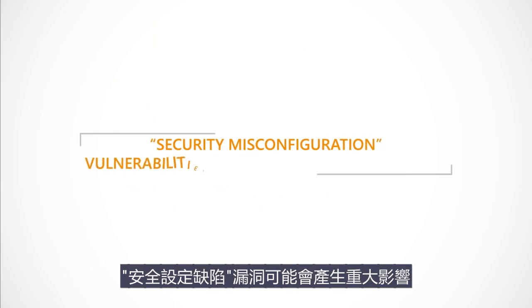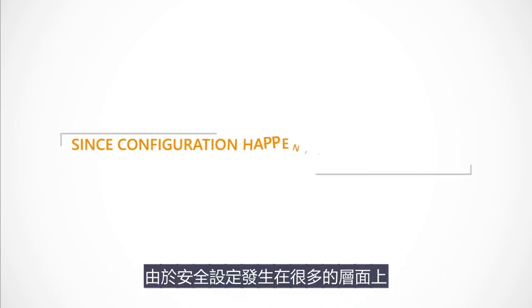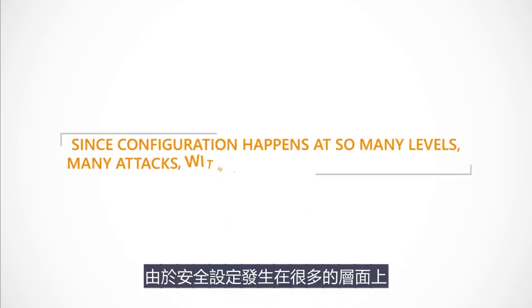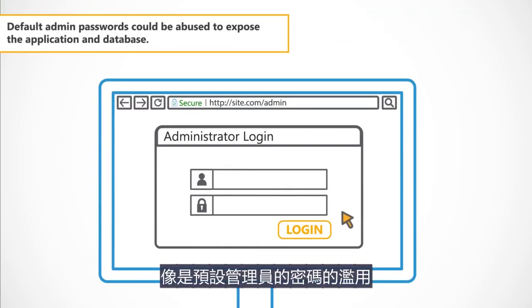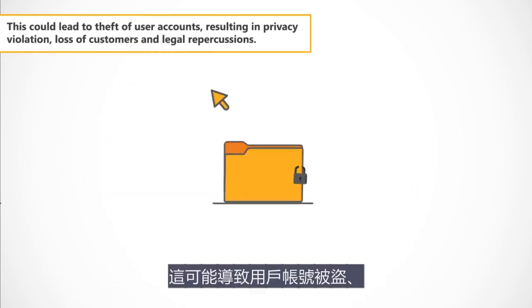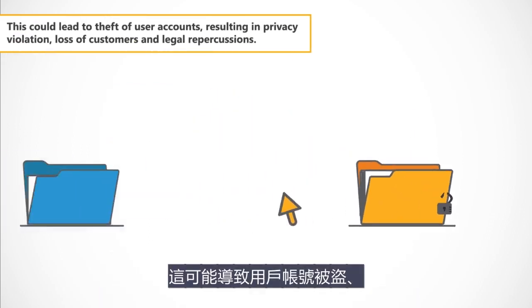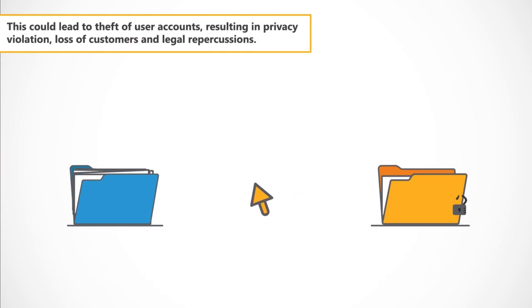Security misconfiguration vulnerabilities can have significant impacts. Since configuration happens at so many levels, many attacks with varying impacts are possible. Default admin passwords could be abused to expose the application and database. This could lead to theft of user accounts, resulting in privacy violation, loss of customers, and legal repercussions.